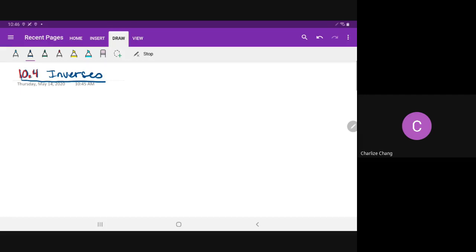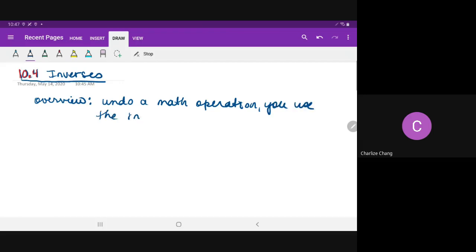Okay, so the operations, let me just give you an overview, and then I'll show you how to specifically do it. So an overview is, if you want to undo a math operation, you use the inverse.